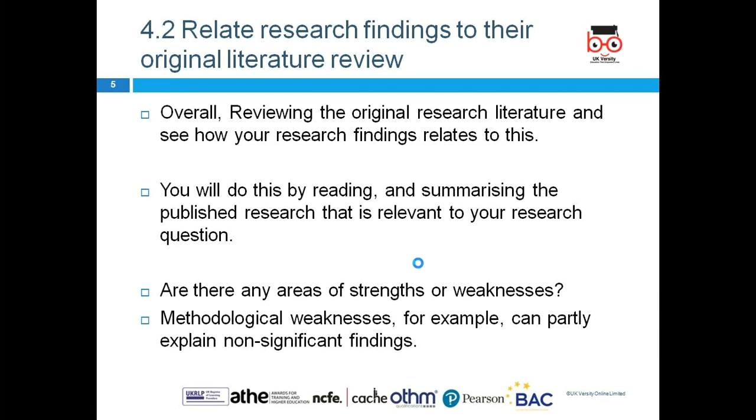So overall, review the original research literature, see how it relates to what you've done so far. You're going to do this by reading. You're going to summarize the information that was published originally, where you've got your information from. It might be one article, it might be 5. So just see the one that you've really gone with more than the others. You don't need to do it against all 5 or 6 sources that you've done.